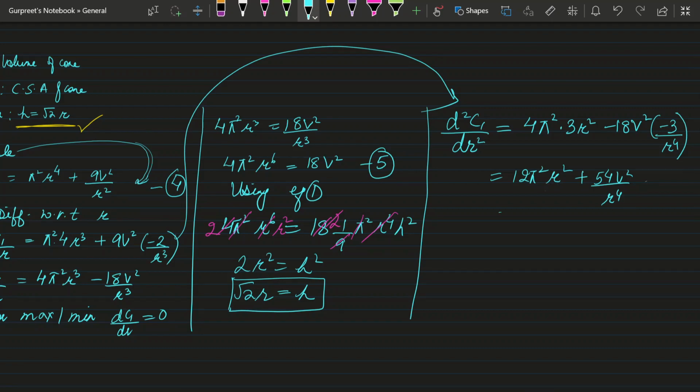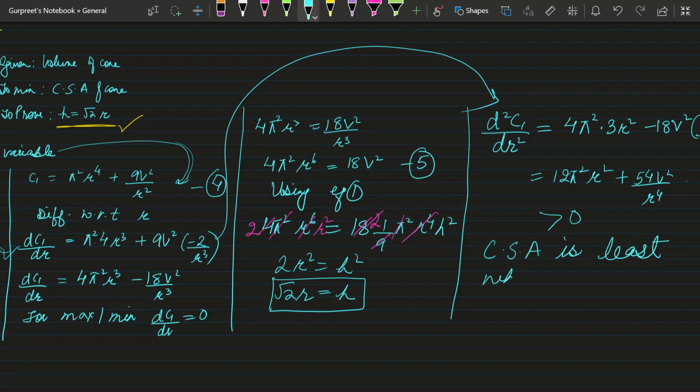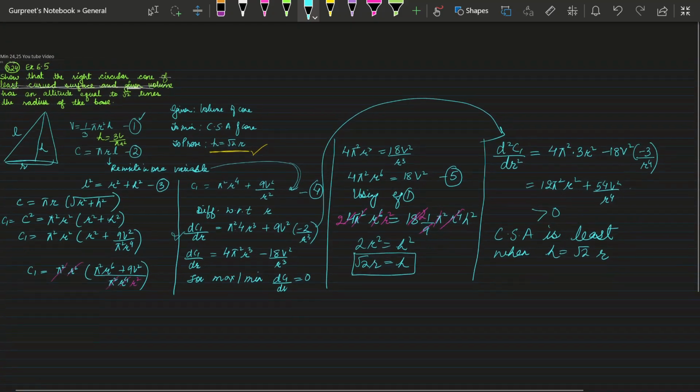It's not the case that you have to put in any value and then check. You can do that also, but it is all positive because it is all squares. It means the curved surface area is minimum. They have used the word least, so make sure you use the word least. It is least when, what is the critical point? The point is when h is equal to root 2 times the radius of the cone.